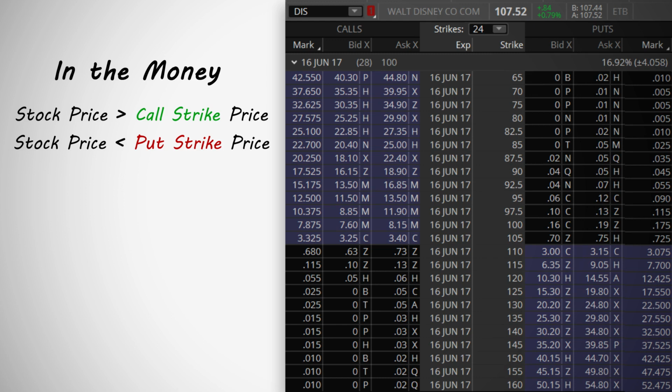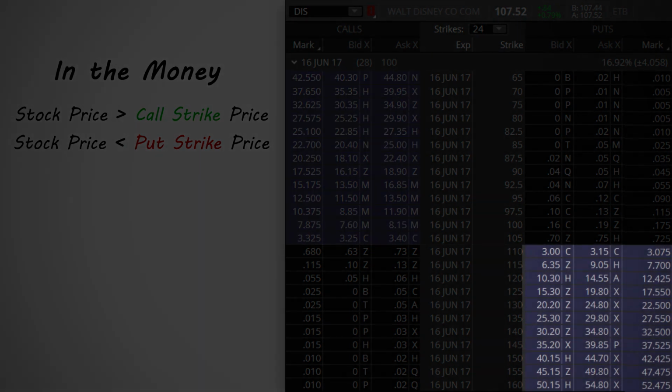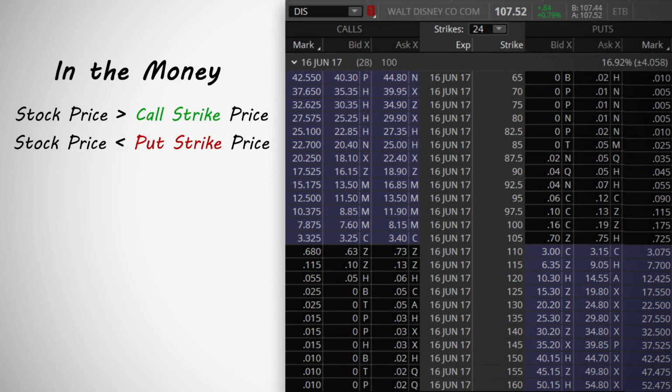Remembering from before, when a call is in the money, it means the stock is trading at a price higher than the strike price. When a put is in the money, it means the stock is trading at a price lower than the strike price. In the case of Disney, any call option strike below $107 is going to be in the money. Any put strike above $107 is going to be in the money. Strike prices that are deeper in the money have more value. In the case of Disney, we can see this very clearly. A 105 strike price call is worth about $4.55 less than a 100 strike price call, which is worth about $4.60 less than the 95 strike price call.